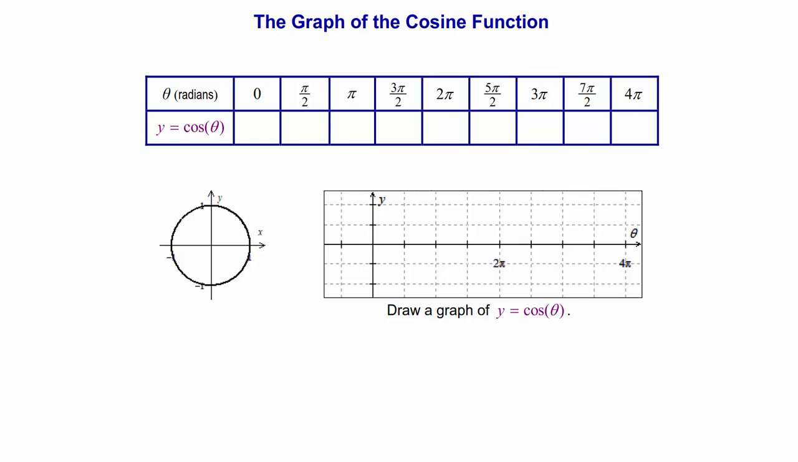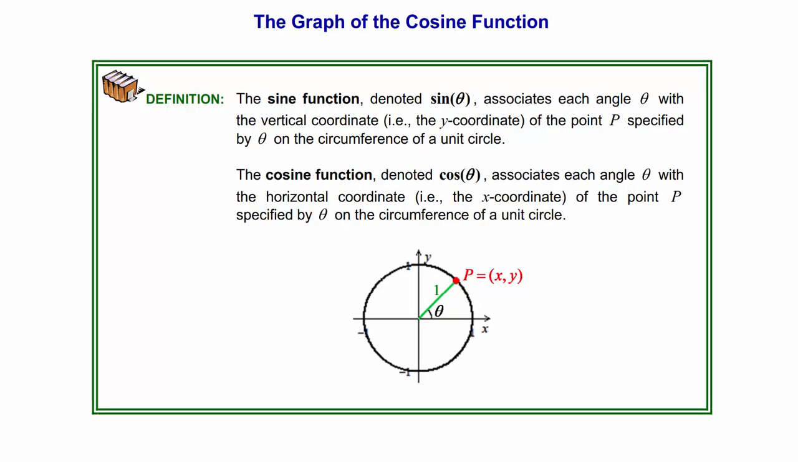In this video, we're going to draw a graph of the cosine function. First, let's review the definition of the cosine function. The cosine function, denoted cos of theta, associates each angle theta with the horizontal coordinate, i.e. the x-coordinate of the point P specified by theta on the circumference of a unit circle.